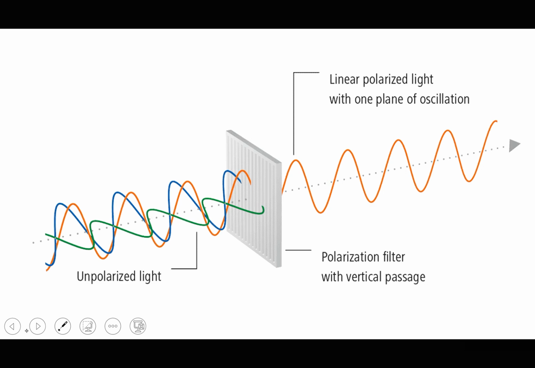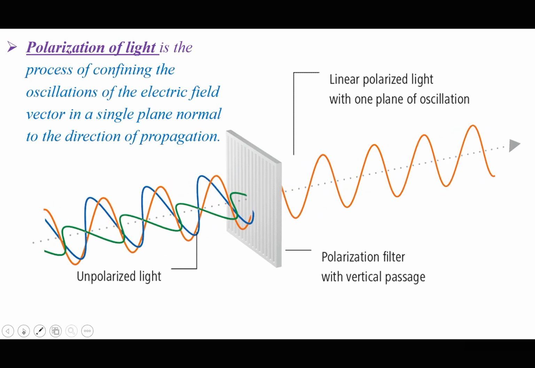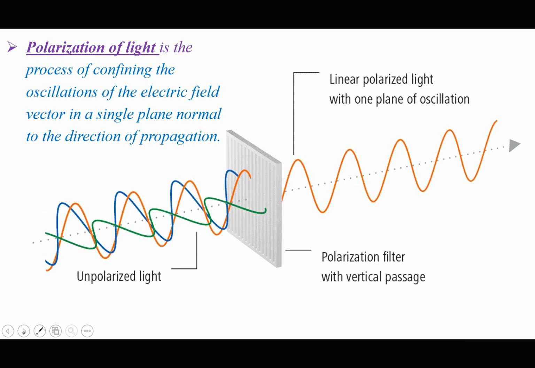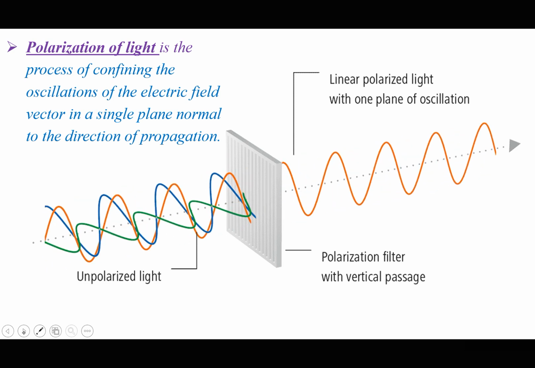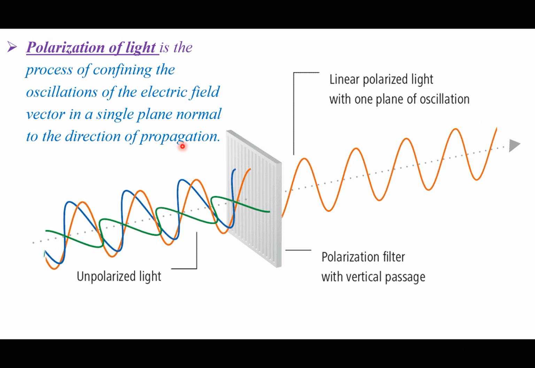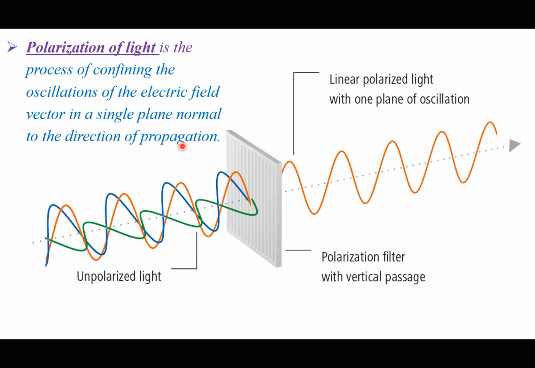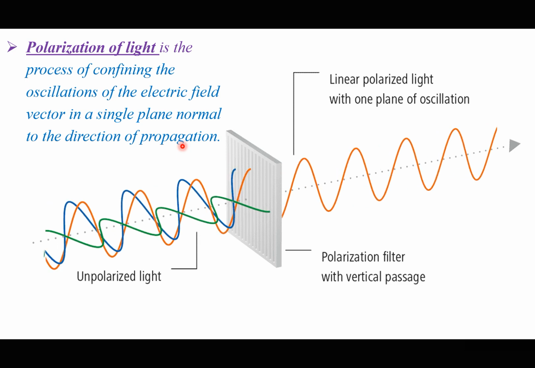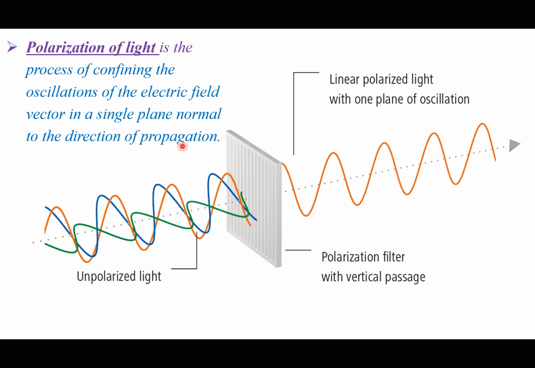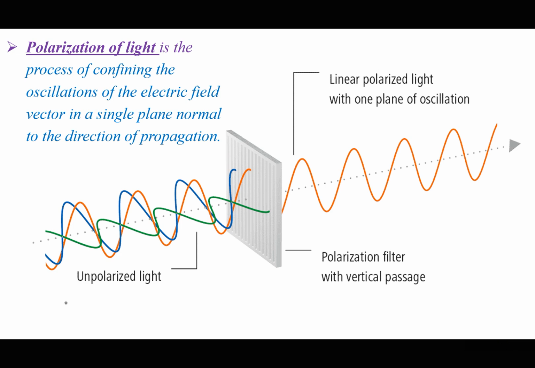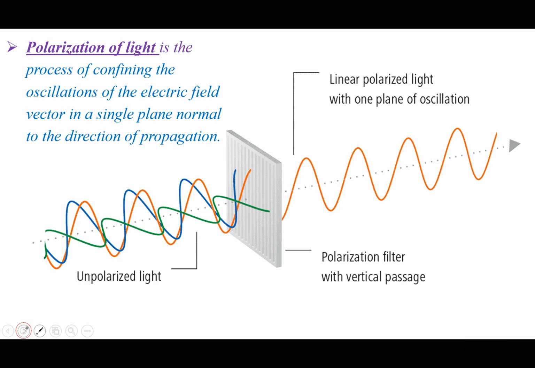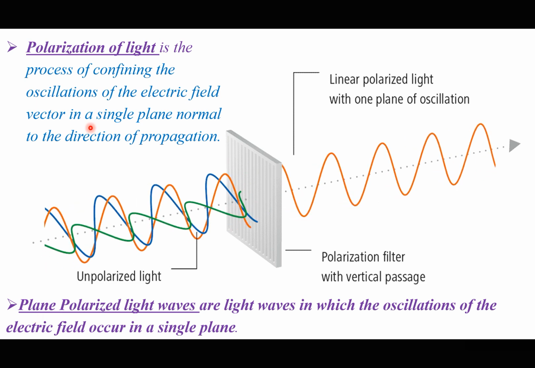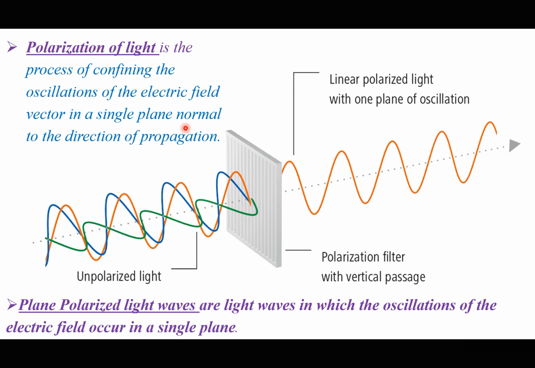So let's now define polarization. Polarization of light is the process of confining the oscillations of the electric vector in a single plane, normal to the direction of propagation. Now it is normally the electric vector which is confined to be in only one single plane. Now someone will ask, why not the magnetic vector? The truth is, when polarization occurs, it is the vibrations or the oscillations of the electric field vector which are confined in a single plane normal to the direction of propagation of the wave.